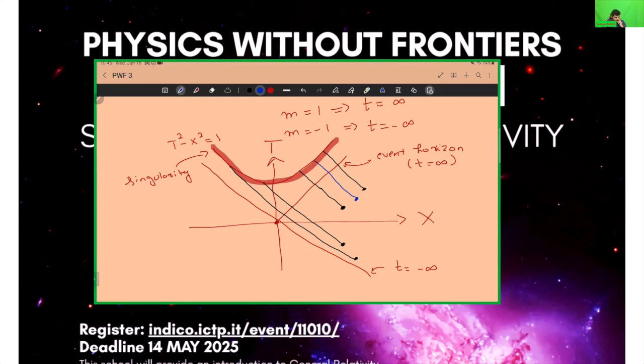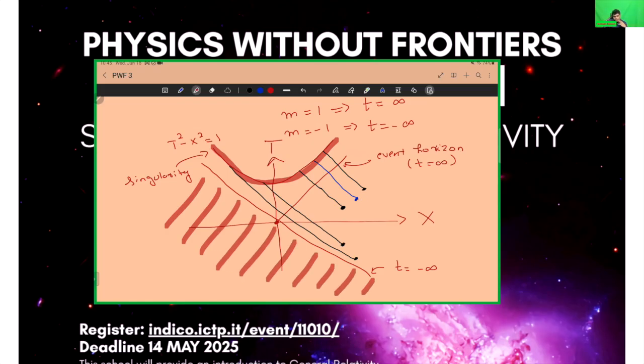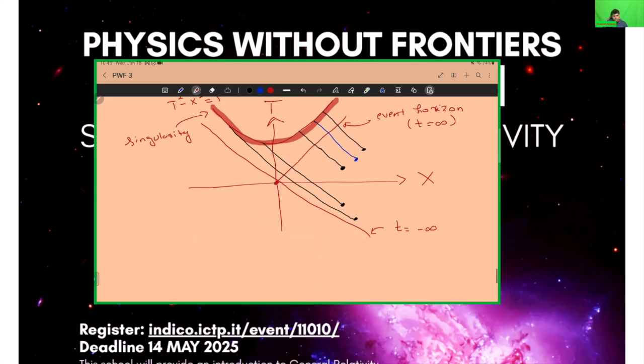Okay, there's one more thing. What about this region? Does it mean anything? In the Schwarzschild geometry, it doesn't show up, right? Well, there are ways to make sense of this region. For the Schwarzschild geometry, only this part counts, the part that I have already shown you.